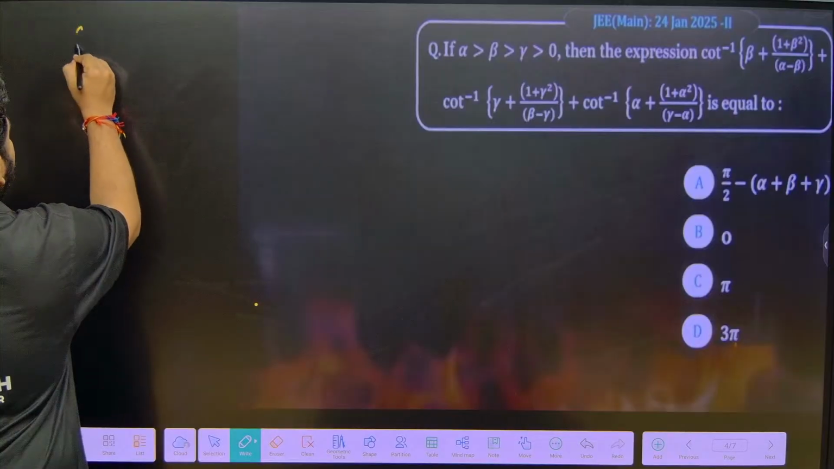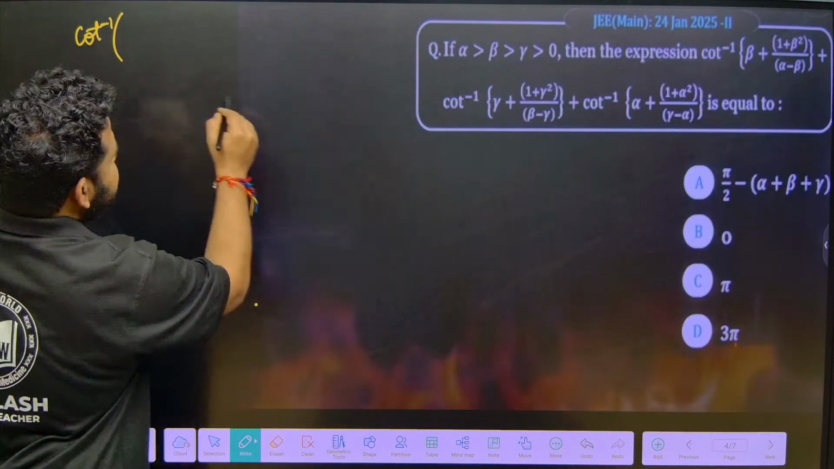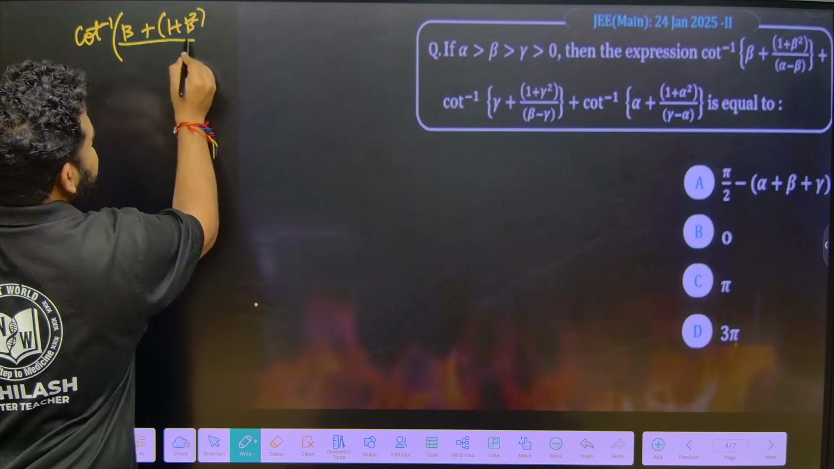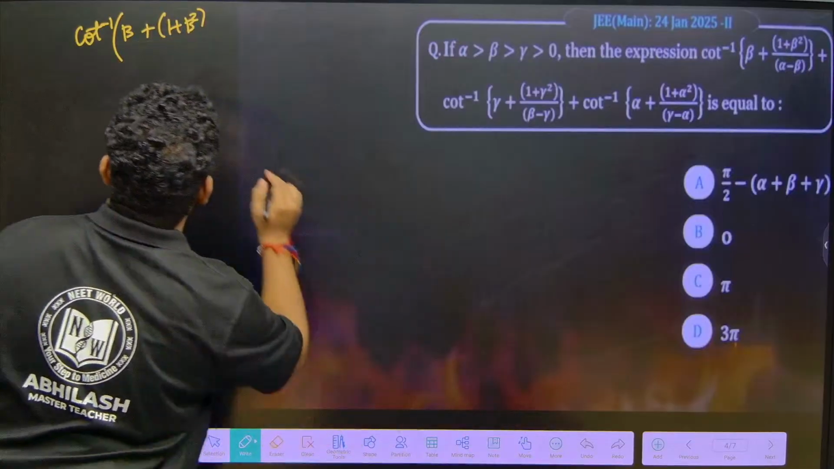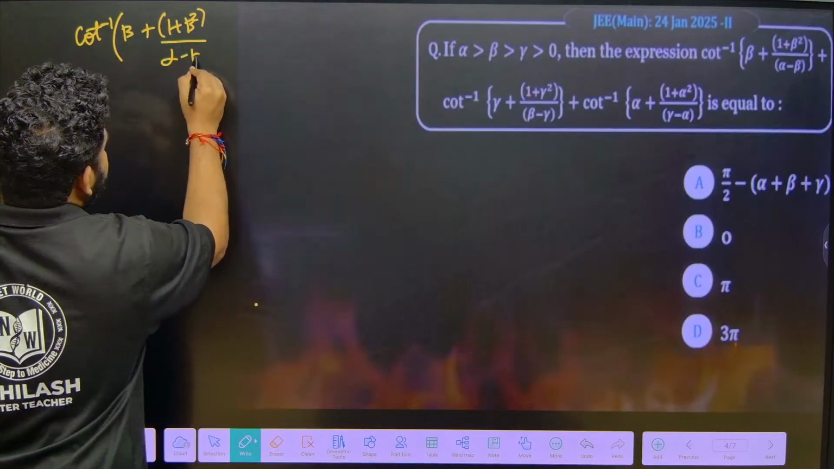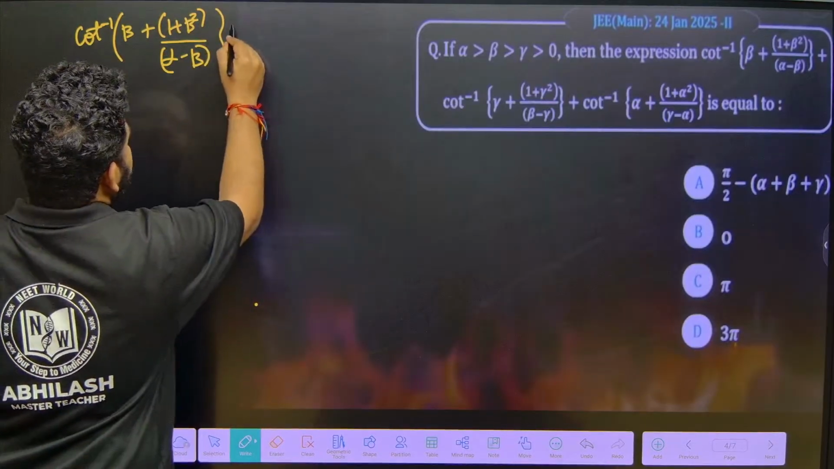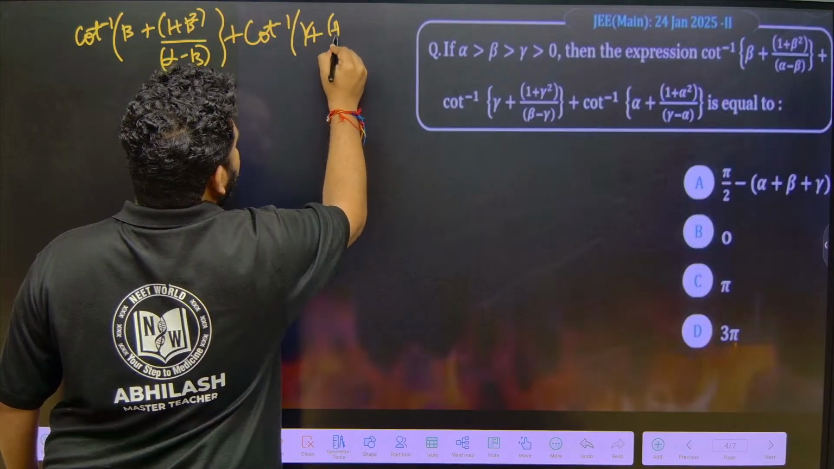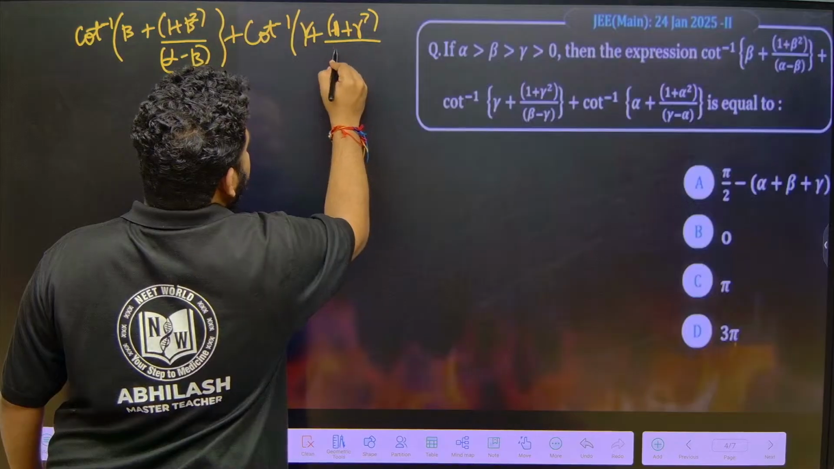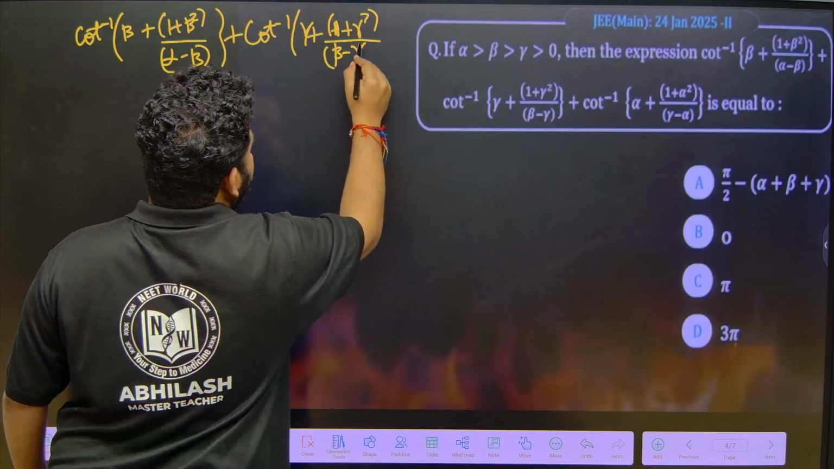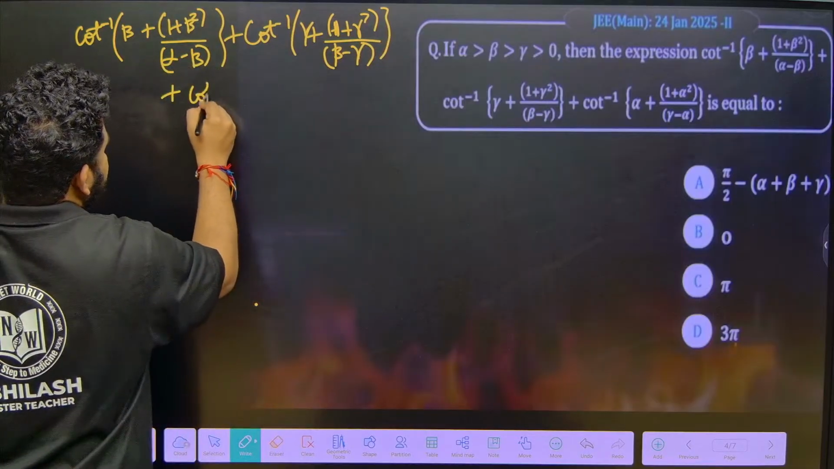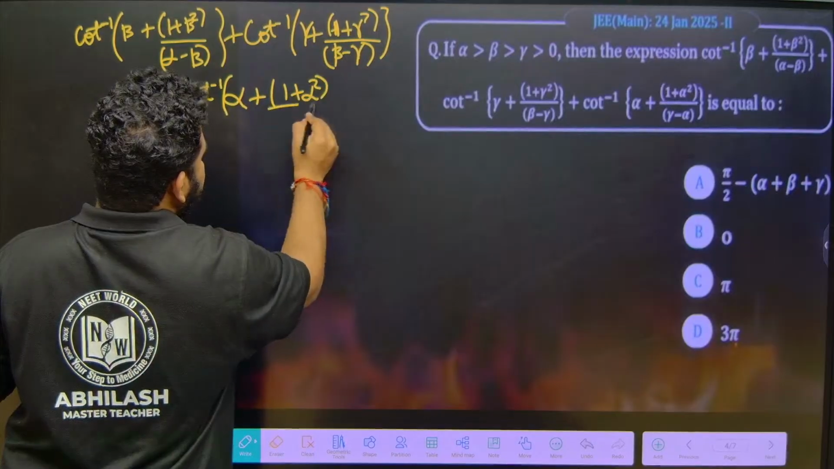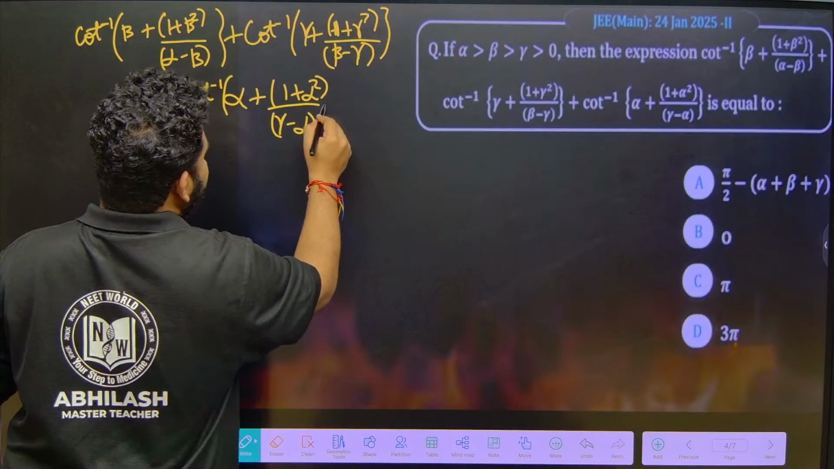So they have given us cot inverse of beta plus 1 plus beta square, divided by alpha minus beta, this entire thing, plus cot inverse of gamma plus 1 plus gamma square divided by beta minus gamma, plus cot inverse of alpha plus 1 plus alpha square divided by gamma minus alpha. This is what we have to find out.